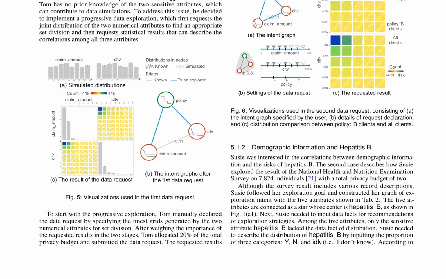For instance, they found that clients who activated policy B were more likely to have a smaller claim_amount than others with similar CLTV. This finding was considered reliable despite slight uncertainty in the data pattern.